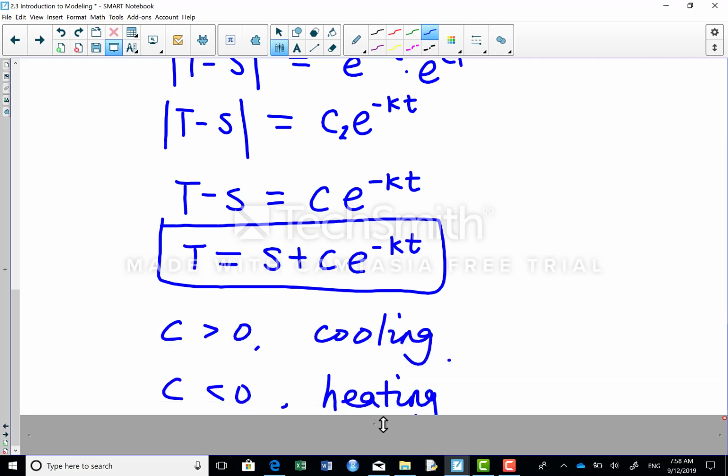So if C is positive, then this solution describes Newton's law of cooling, because e to the power negative kt is a decreasing function, which means the temperature T is decreasing over time t. So it's a process of cooling. If C is negative, and because e to the power negative kt is a decreasing function, that results in C times e to the power negative kt being an increasing function. So the solution will describe a heating process.